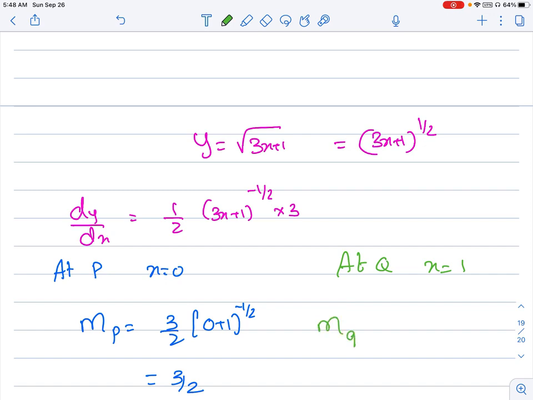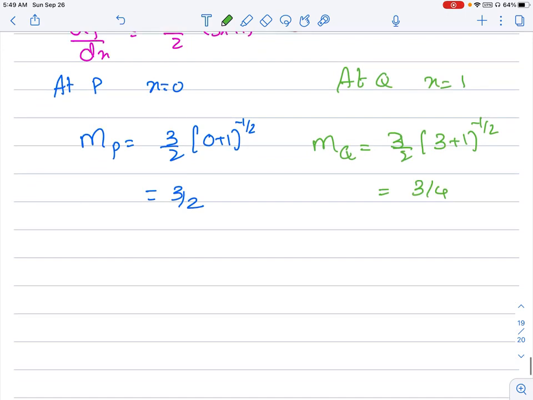So mq should be equal to 1 upon 2 or 3 upon 2 times 3 times 1 is 3 plus 1 whole power negative 1 upon 2. So which should become 3 upon 4. Now I want the acute angle between them.